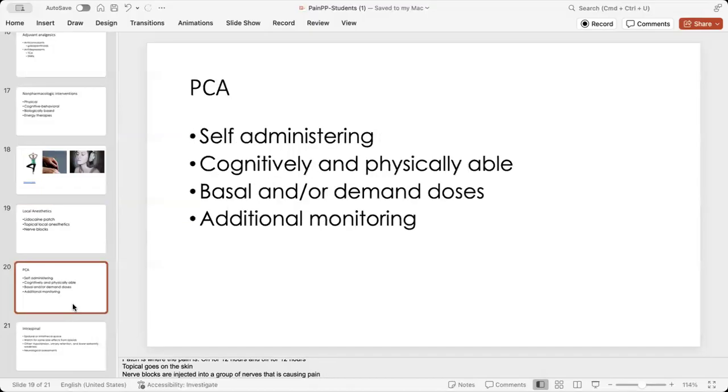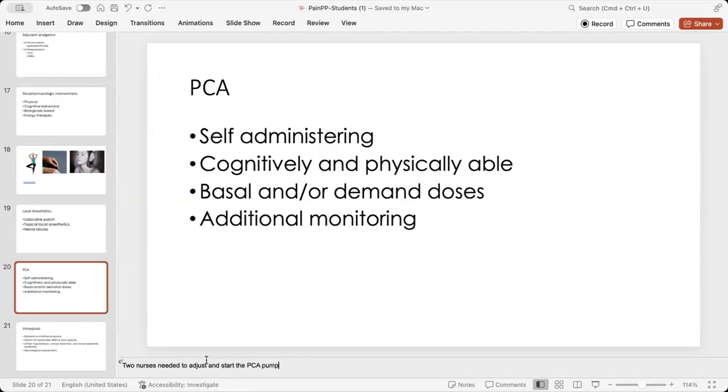All right, so PCA we talked about a little bit, right? Self-administering, the patient has to be cognitively and physically able. Who sets up the PCA? Two nurses. What happens if I need to change the dose of the PCA? Two nurses. Okay, so make sure that the nurses are the ones who follow the doctor's orders, but you'll be responsible for setting it up.